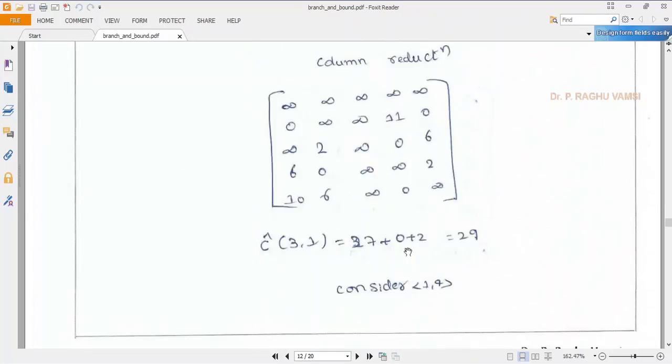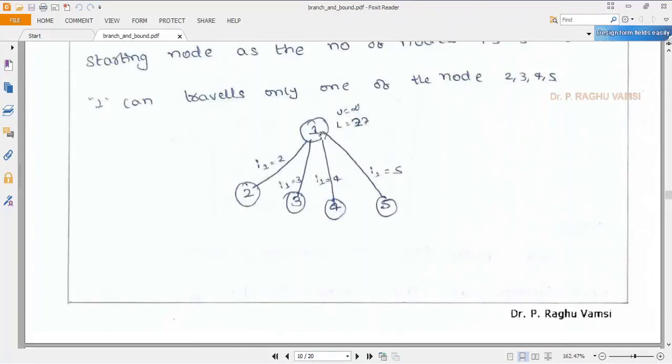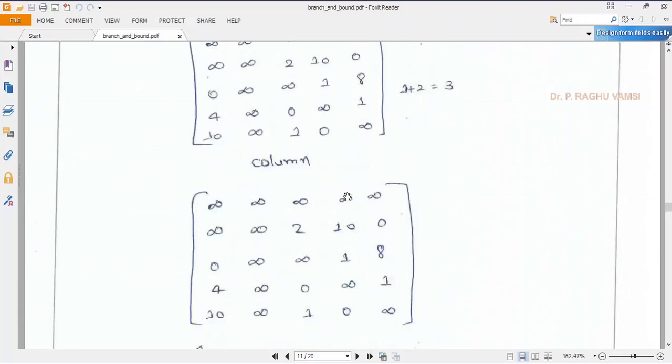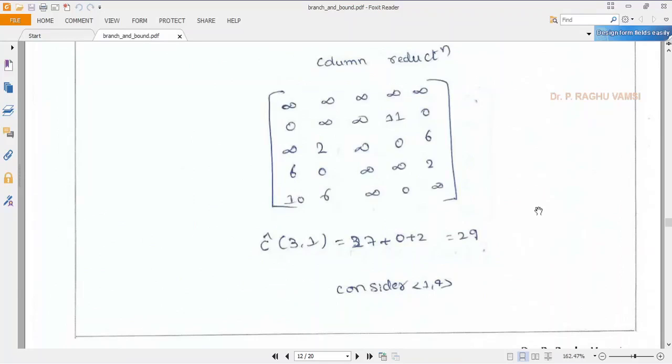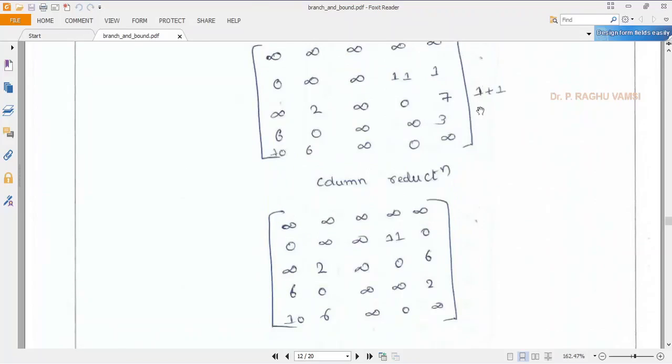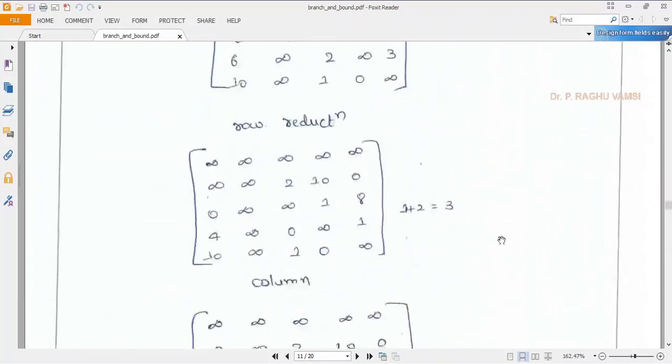A of 1 comma 3 value. So what is the A of 1 comma 3 value that we have obtained in the previous step? After making the reduction in the original matrix, we got the matrix in which 1 comma 3 is 0. So the cost when traversing from 1 to 3 is 27 plus 0 plus the cost reduced in this visit from 1 to 3, which is 2. So 27 plus 0 plus 2 is 29.